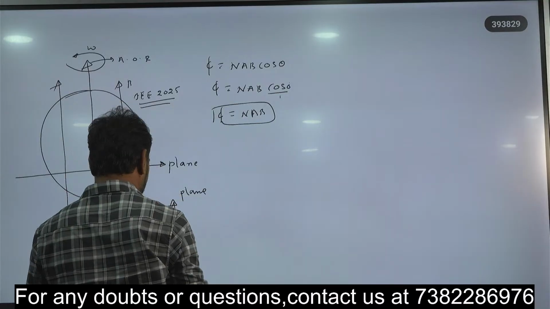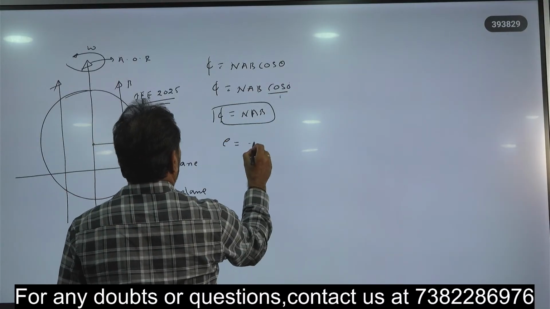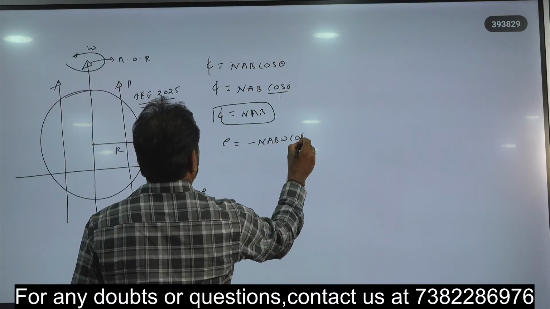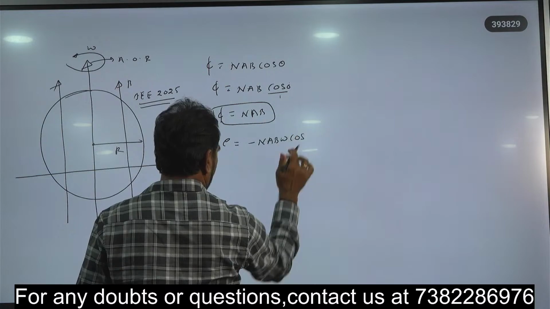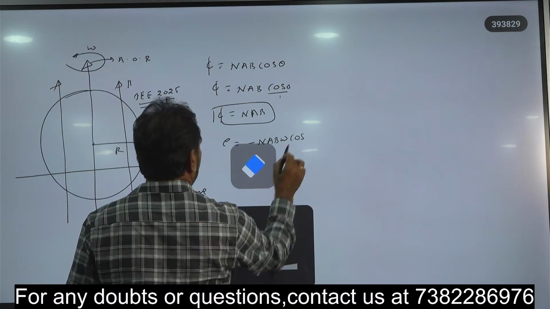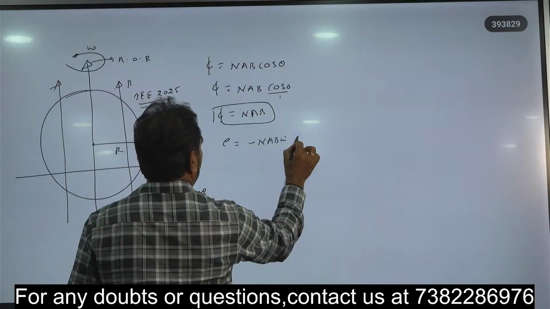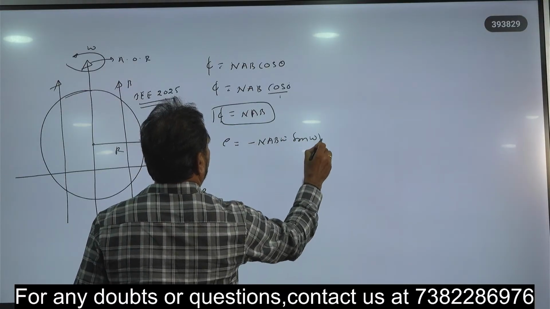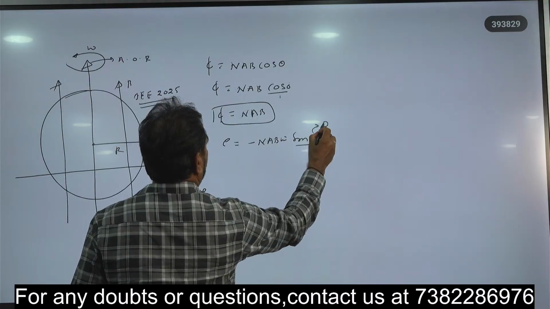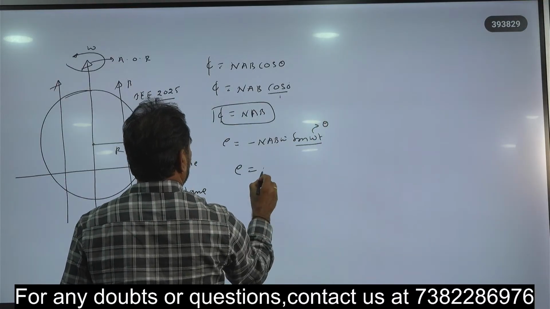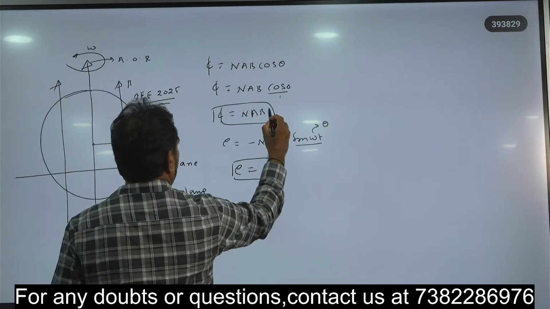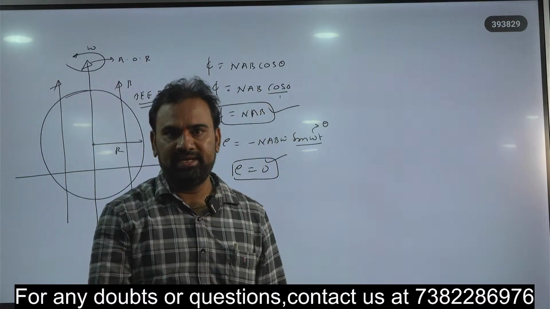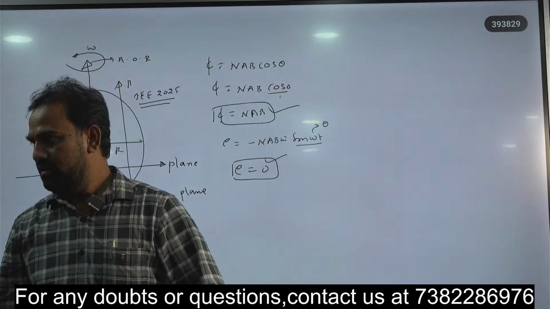So what is the value of E? E is equal to minus NAB omega sin omega t. Sin omega t है बेटा. Where theta is equal to 0, E is equal to 0. Flux is equal to NAB. Next, EMF E is equal to 0. ठीक है, बहुत आसान प्रॉब्लम है. ओके ना?